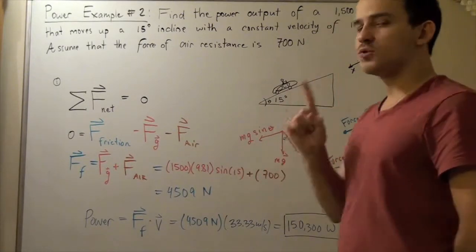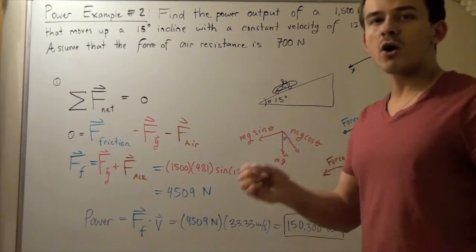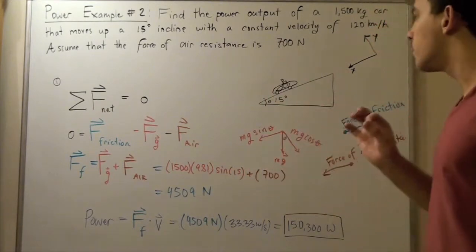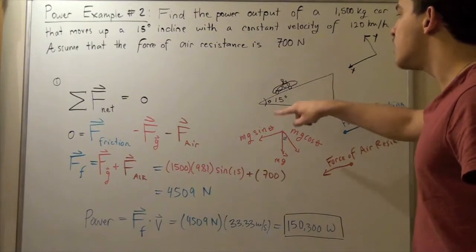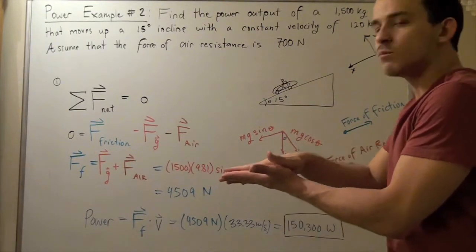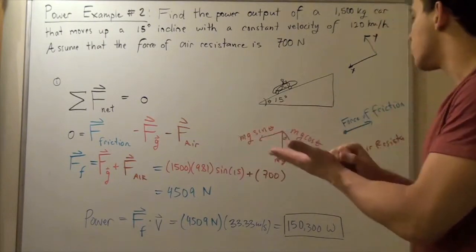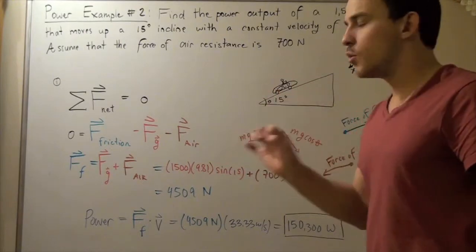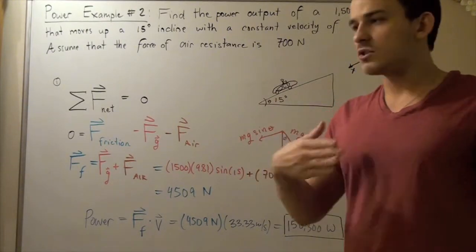The second force we need to consider is the actual force that's allowing our car to go up, and that's the force of friction. Remember, the motor is powering the wheels to turn, and then those wheels interact with the ground, and our force of friction pushes our car upward. So the force of friction is what causes our car to move in the first place, and in fact that's the same force that allows us to walk.